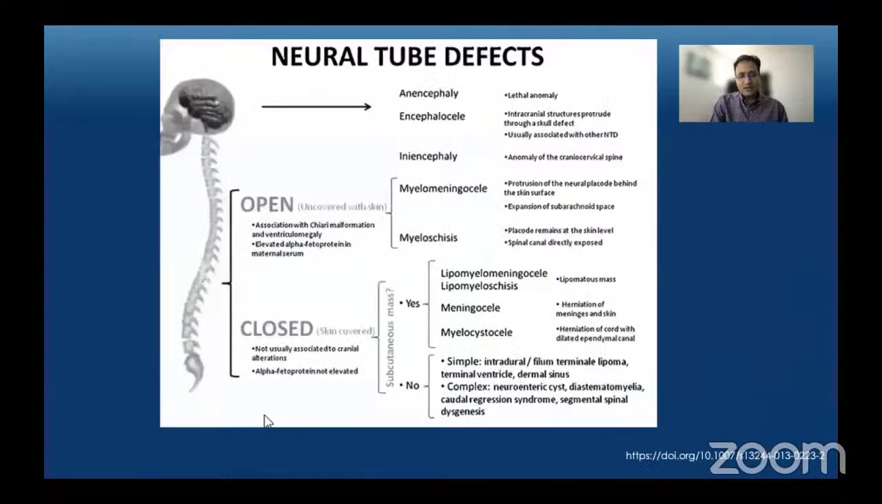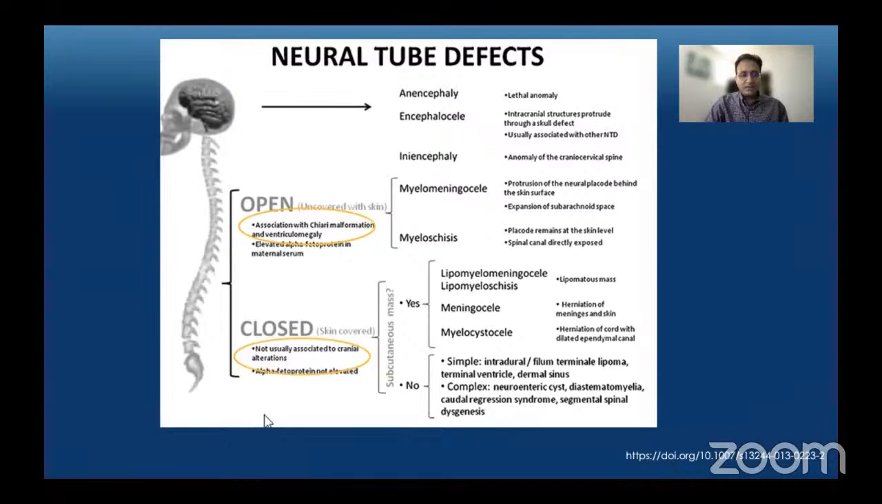So I find this chart very useful, which classifies the neural tube defects. Neural tube defects can involve the cranium as well as the spine, but we are focusing on spine right now. So spinal defects can be open or closed. Open defects are associated with Chiari malformation and ventriculomegaly, while closed defects are not usually associated with intracranial findings.